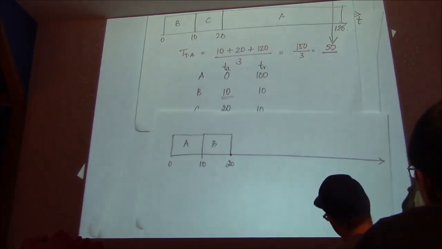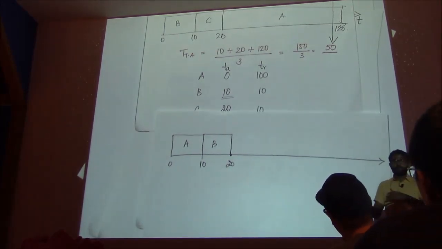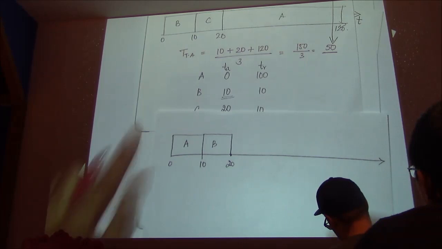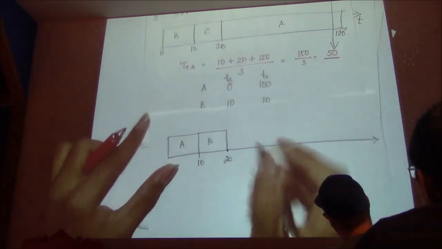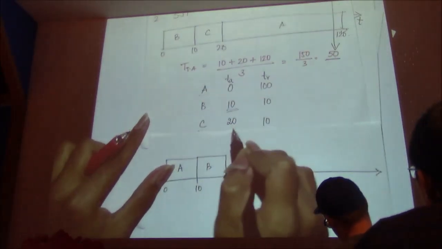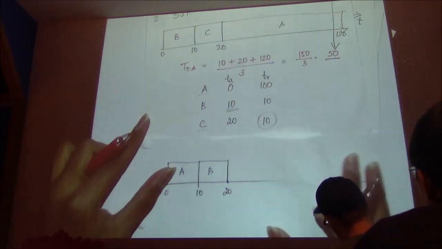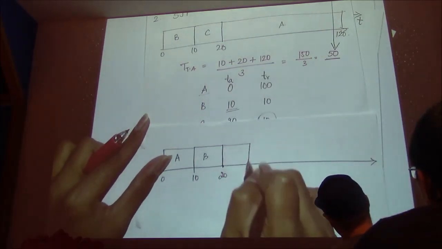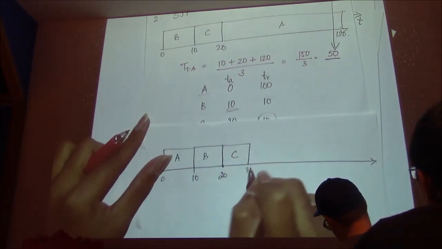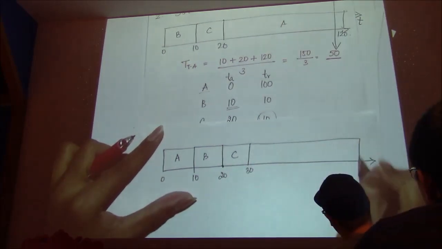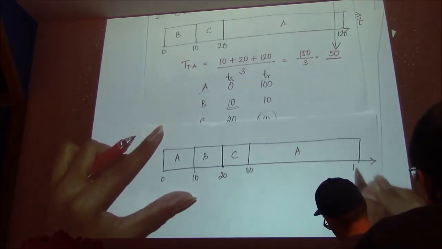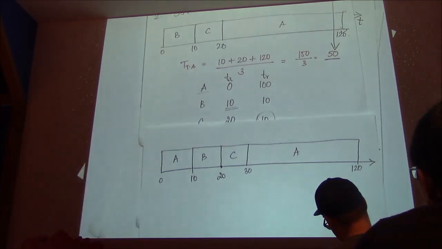At time 20, again the scheduler needs to make a decision between A and C, because C also just arrived in the system. Out of both A and C, C is the shorter job, and so it's going to schedule C until 30, and then the remaining time is going to schedule A. Again, total time is going to be 120.